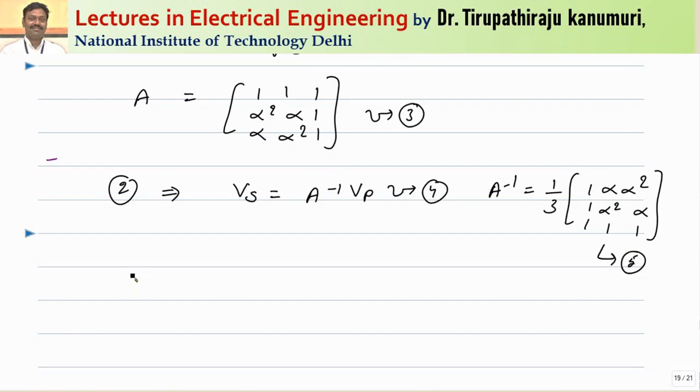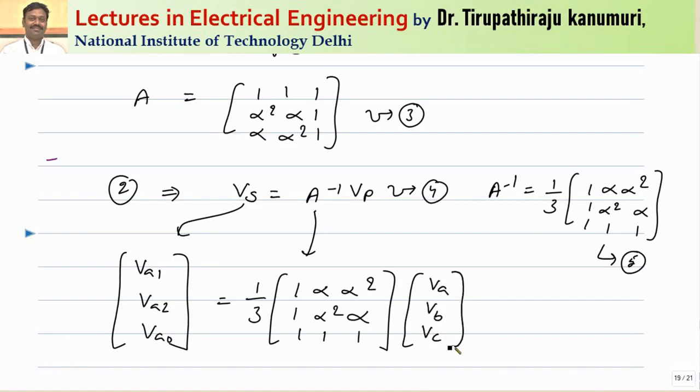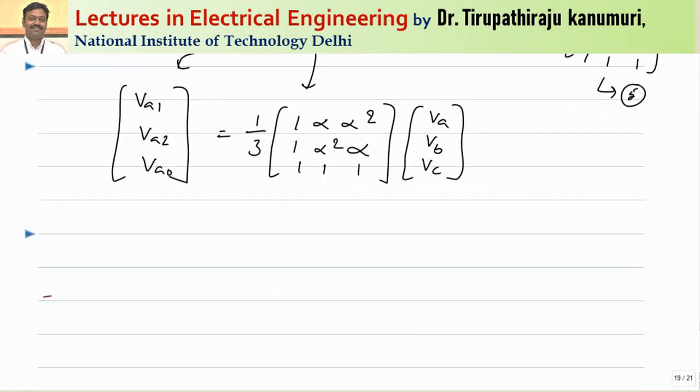So from here I can conclude that I can write my values Va1, Va2 and Va0, because this Vs is nothing but this one. So this will be equal to 1 by 3 times of 1 alpha alpha square, 1 alpha square alpha, 1 1 1, times Vp. The Vs I have represented here, this is my value of A inverse, and I have to multiply with Vp. Vp is the main vector, which is Va, Vb and Vc. So using this matrix I can calculate my sequence components.